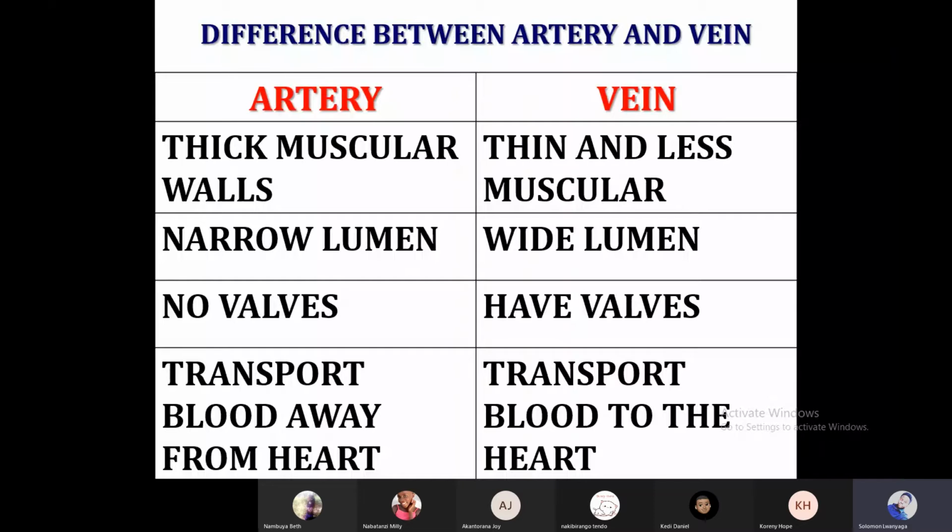lumen, meaning that, because remember, pressure is inversely proportional to volume. That means that as volume increases, pressure will decrease. As volume decreases, pressure will increase. Like the arteries have a narrow lumen, which decreases the volume, it therefore increases the pressure. They have thick muscular walls, which maintain a high pressure, and they have no valves, which prevent the backflow of blood, okay?